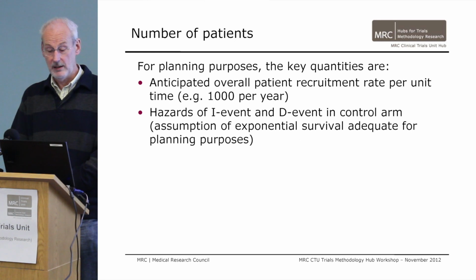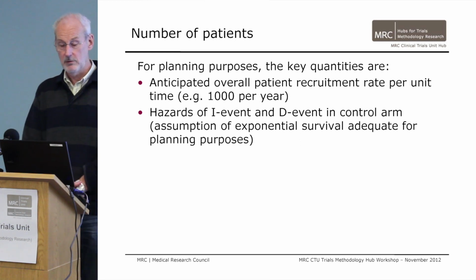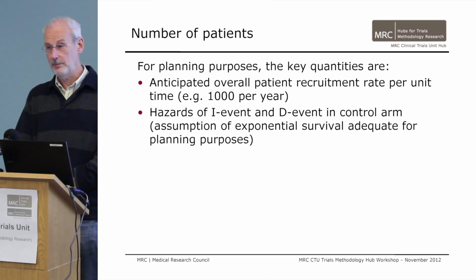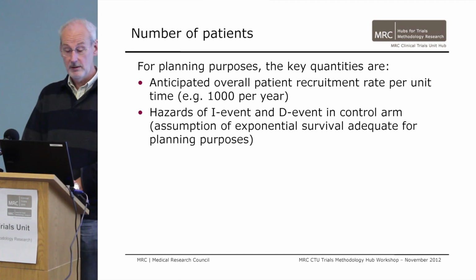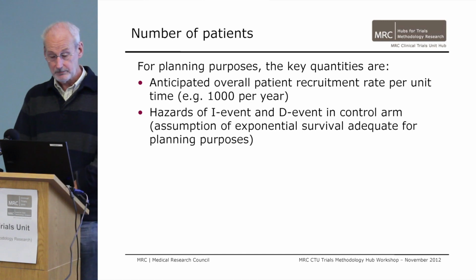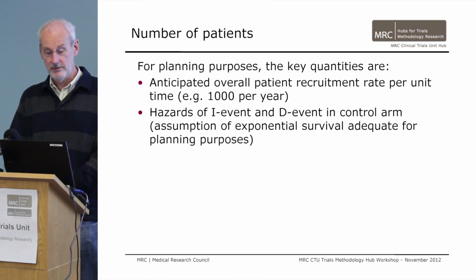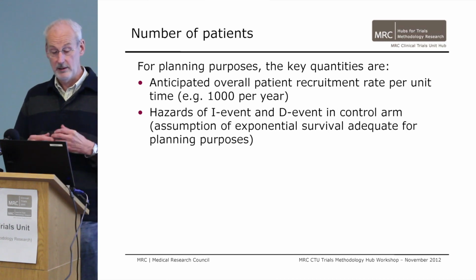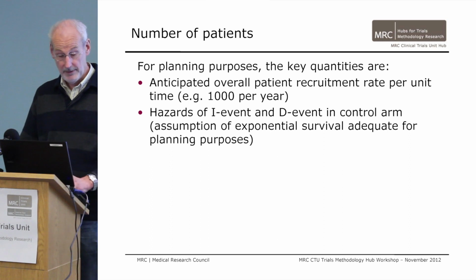In that ovarian cancer trial, ICON 5, which we discussed, there was planned to be 1,000 patients, which is quite unusual actually. But you need to know. The other thing that's obviously critical is how likely it is to get an I event or a D event in the control arm. And we need to know that because obviously the higher the hazard, the shorter the trial will be.